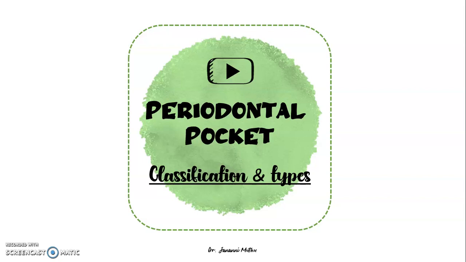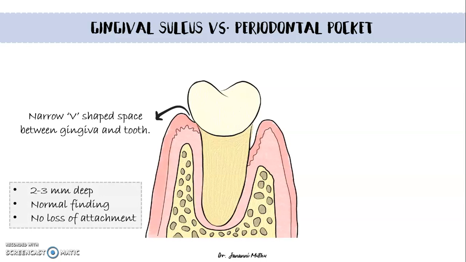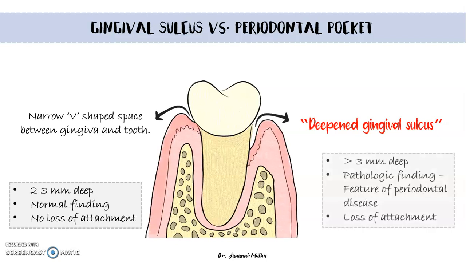Periodontal pocket, classification and types. Gingival sulcus is the V-shaped space between the gingiva and tooth. A sulcus is 2 to 3 mm deep and a normal finding with no attachment loss. Whereas periodontal pocket is a deepened gingival sulcus which is more than 3 mm deep, formed by loss of attachment, and it is an important feature of periodontal disease.